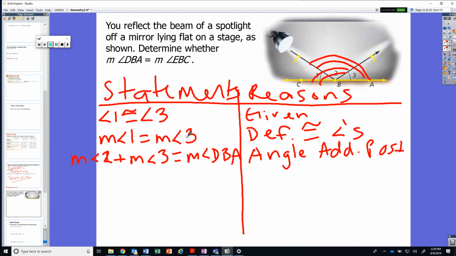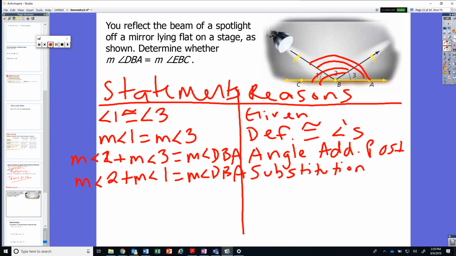And so we're actually going to interchange them to say that the measure of angle 2 plus the measure of angle 1 equals the measure of angle DBA. And it means the same thing because 3 and 1 are equal to each other. So then you ask yourself, what allows you to make that claim? Well, I can substitute them out because 1 and 3 are the same. So I use the substitution property of equality.